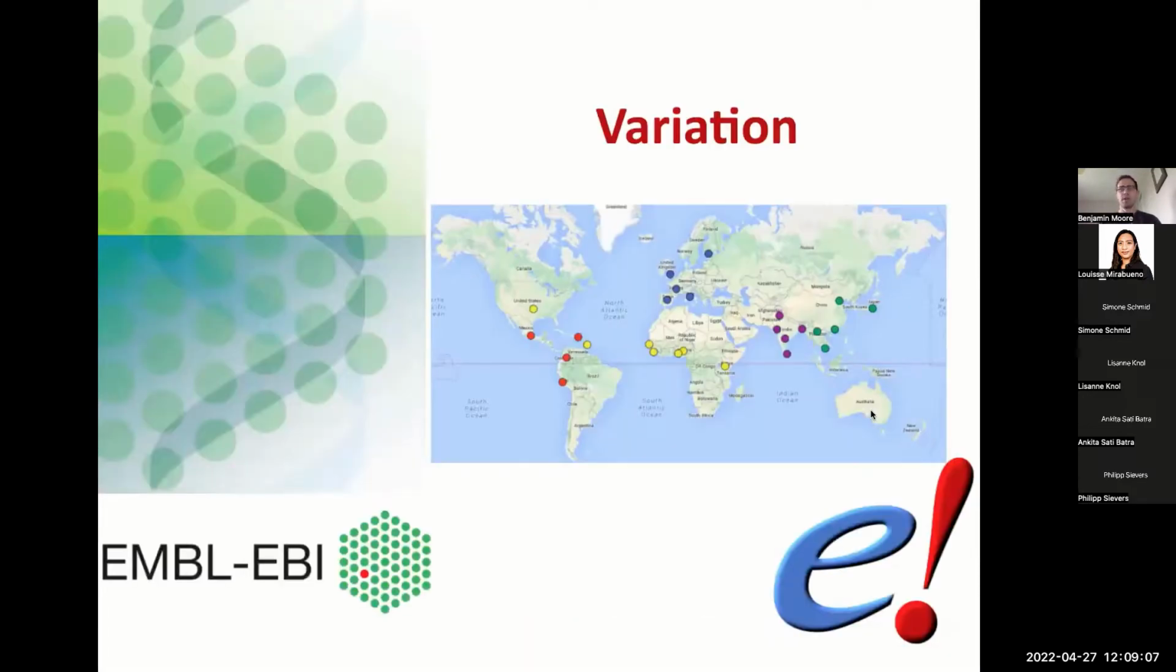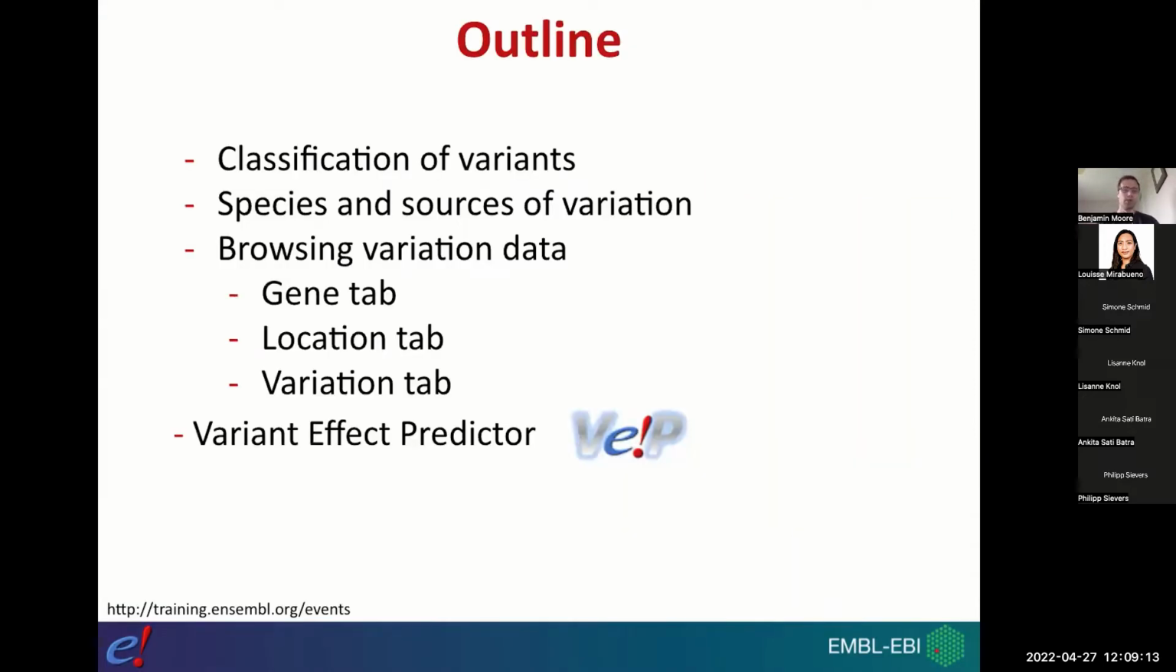So let's move on to our first module for today. We're going to be looking at variation data. What I want to do in this module is talk to you about how we can classify variants. And then, thinking specifically about Ensembl, we want to think about the different species that have variation data available for them in Ensembl, and the sources of all the variation data that we display in the browser.